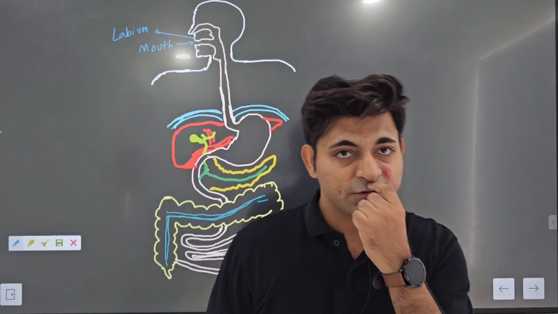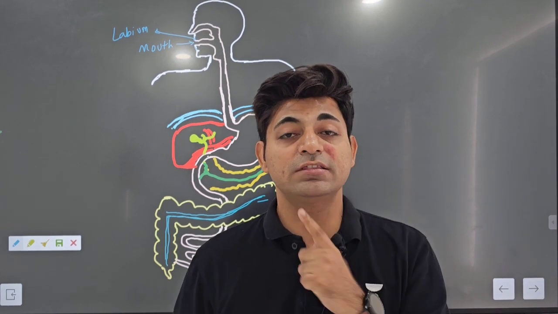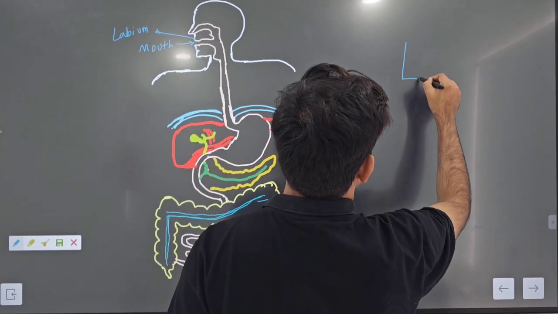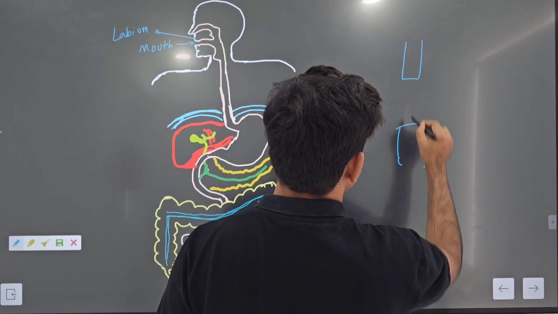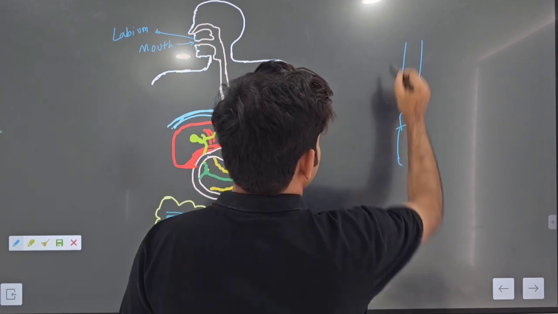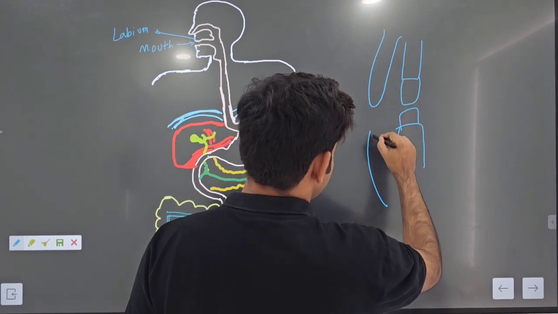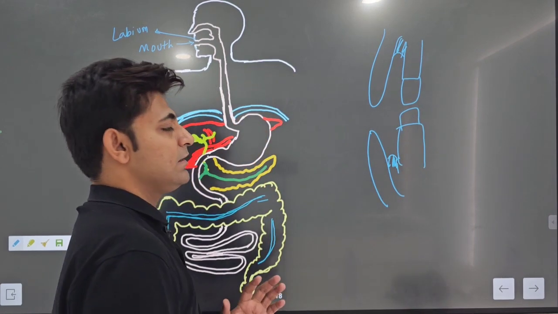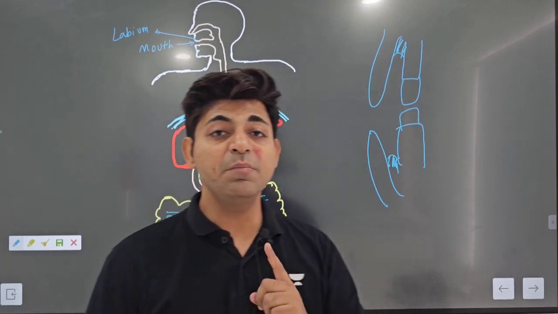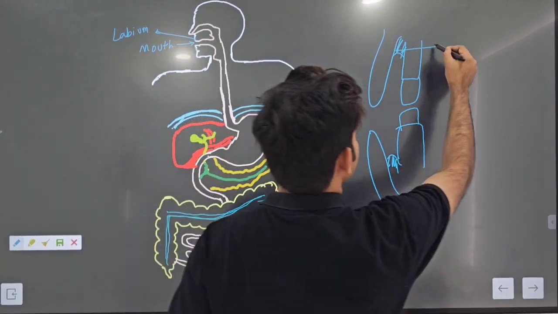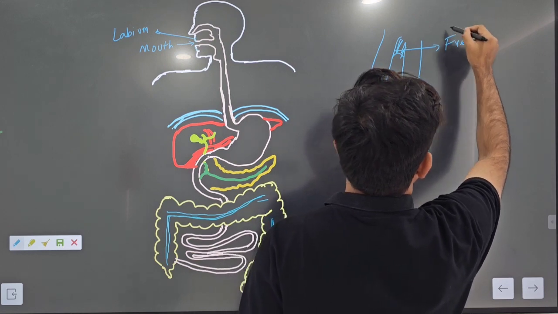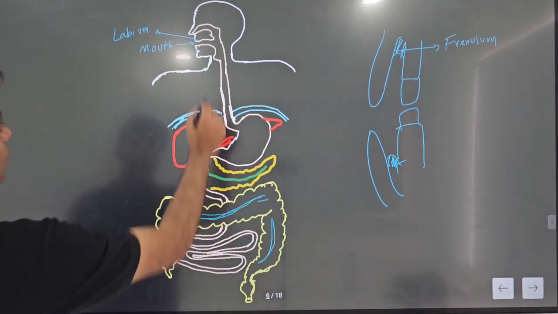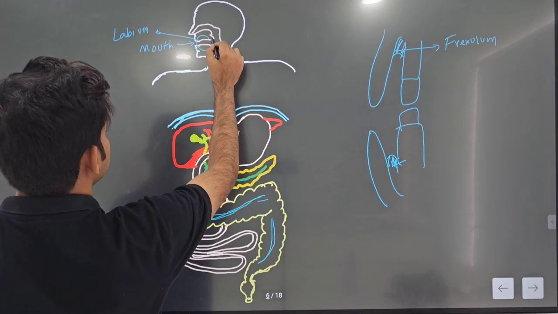Now both the lips are attached centrally to our gums. If this is the upper gum and lower gum, teeth will be there. Both the lips are attached to our gum with a thin flap of skin that is called frenulum, labial frenulum: superior labial frenulum and inferior labial frenulum. Now this is inside our mouth, the buccal cavity.